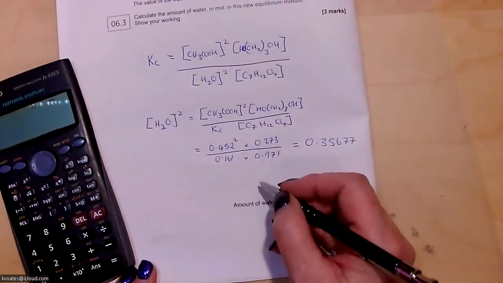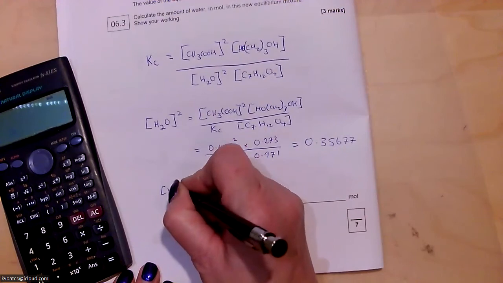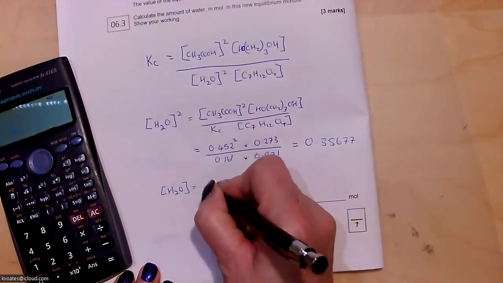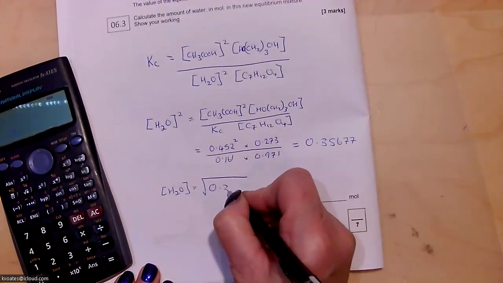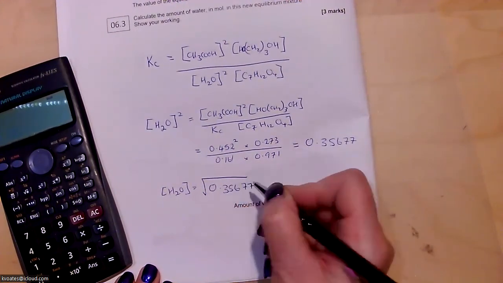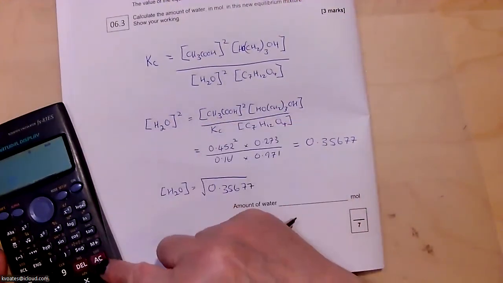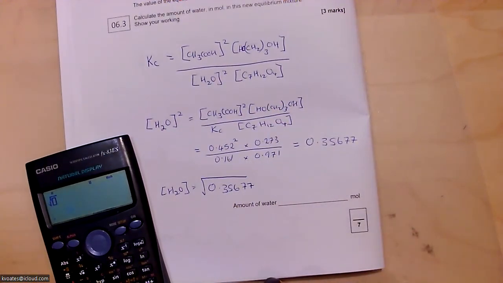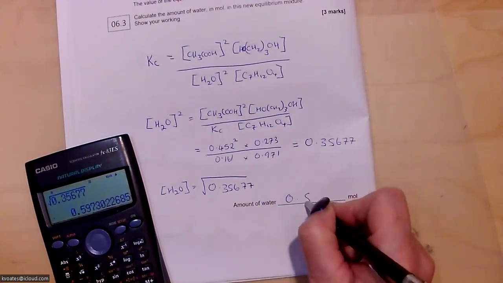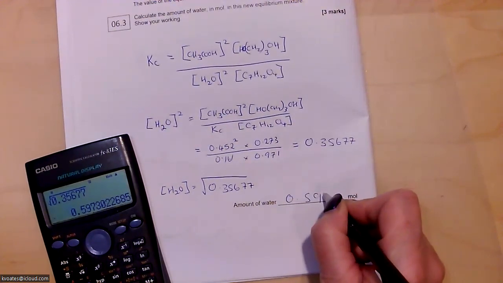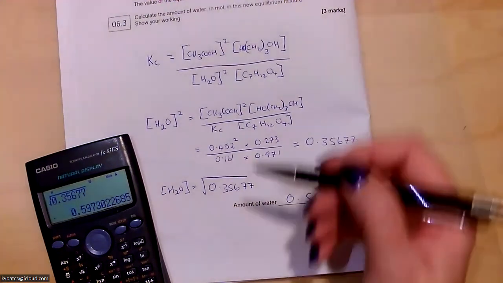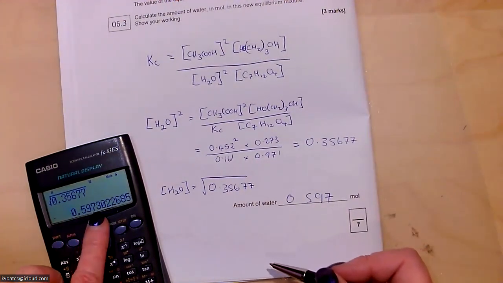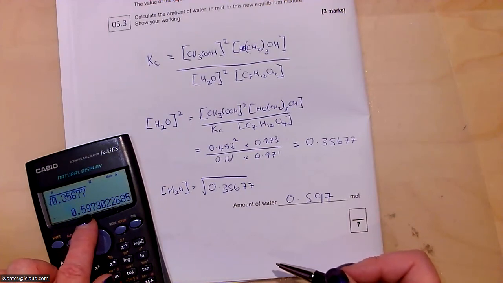Okay, so I'm just going to work this out. So the concentration of water is the square root of 0.35677, and there's my square root, and it's 0.597. I'm going to stay with 3 decimal places, and I'm just going to round. I don't have to round it up because it's 73, so 0.597.